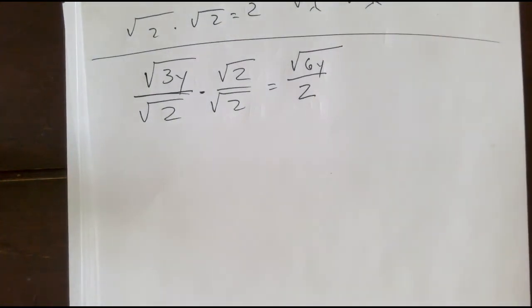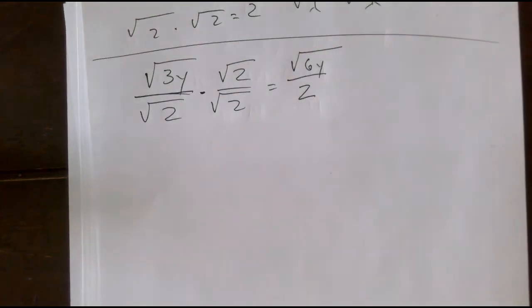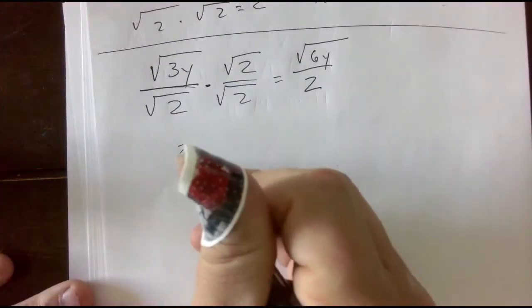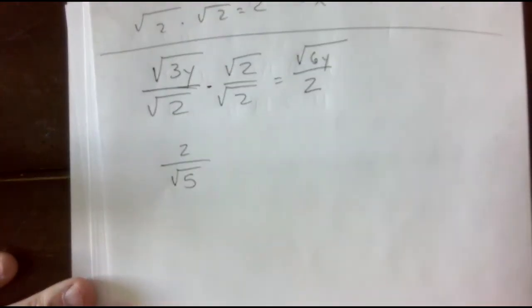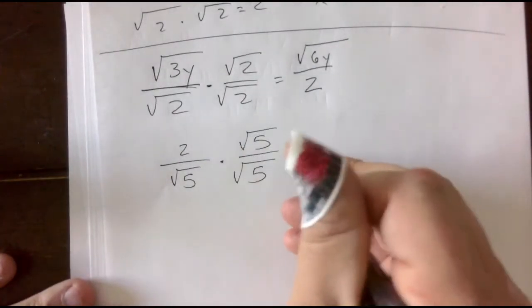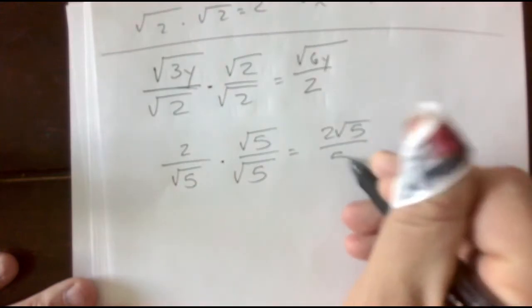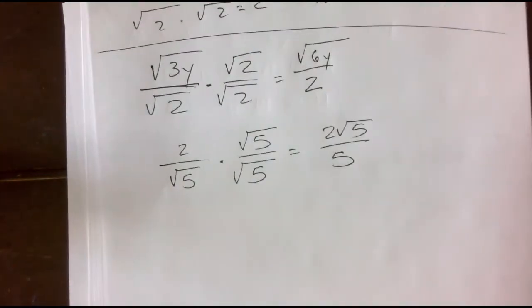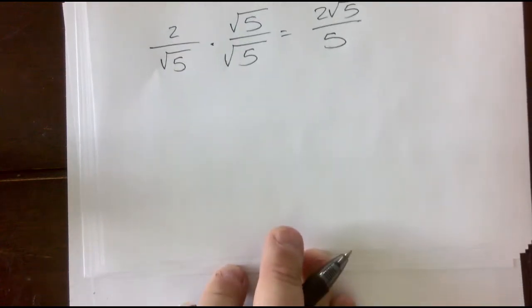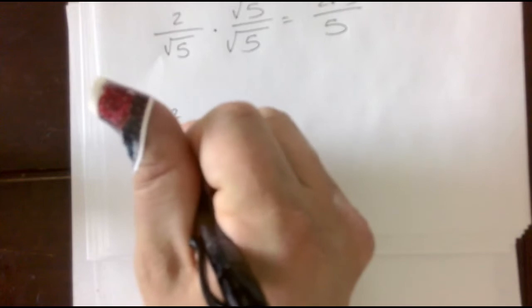Alright, another. If we have just something easier, if we have 2 over the square root of 5, when we times the top and the bottom by square root of 5, that is going to give us 2 square root of 5 over 5. This can look a little bit different. Another way to write this would be like 2 over the square root of 6.